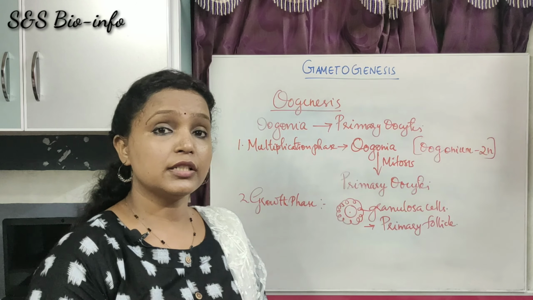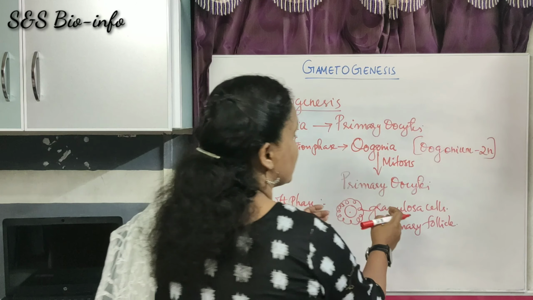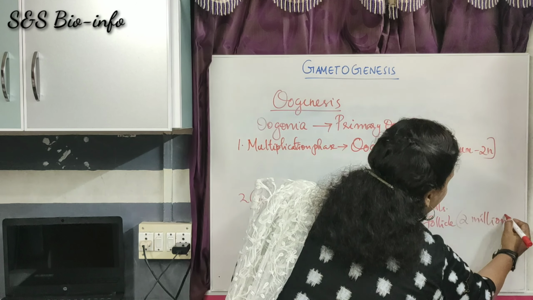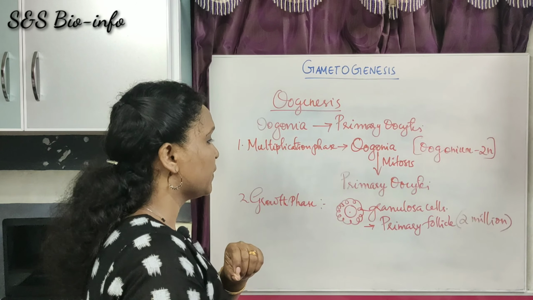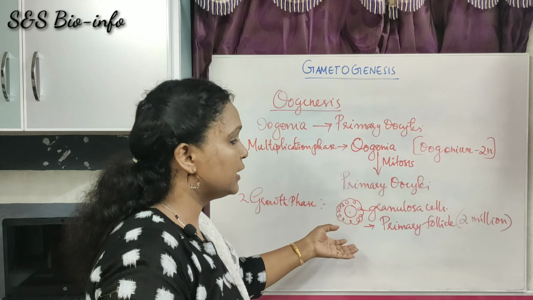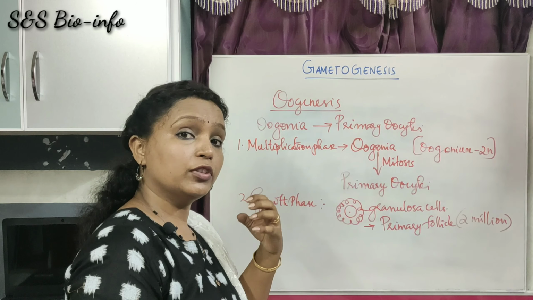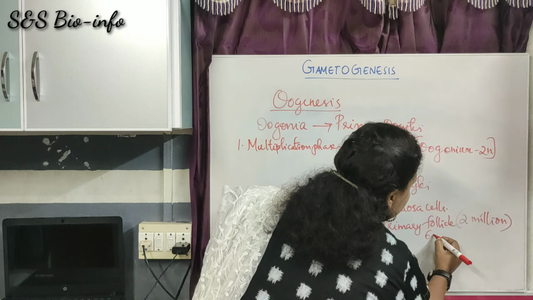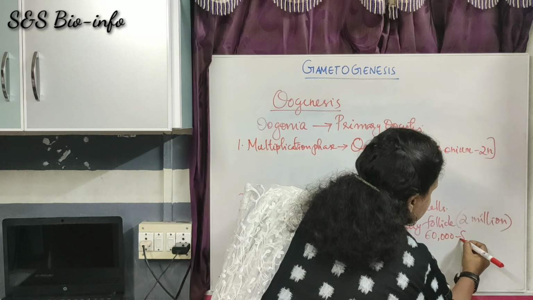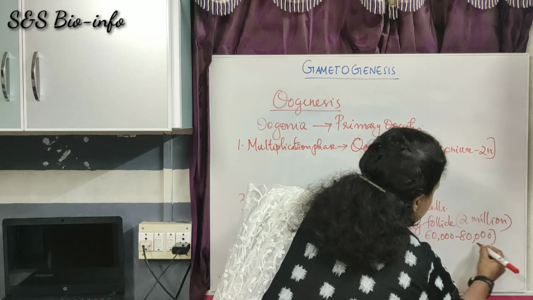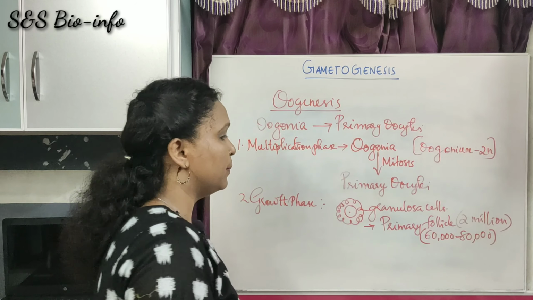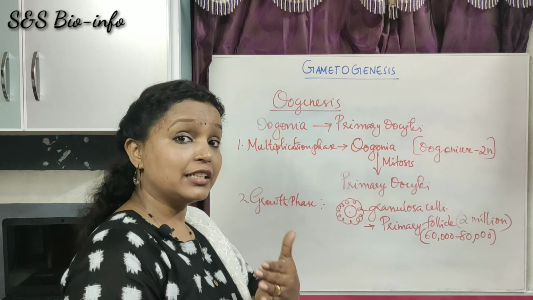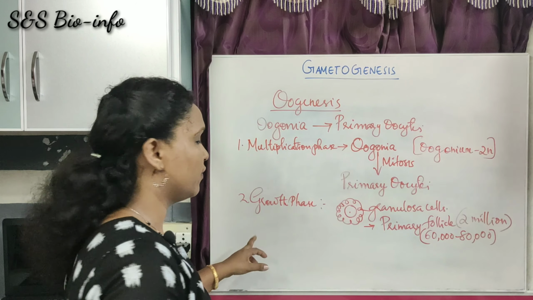During the embryonic stage, about 2 million such primary follicles are developed in each fetal ovary. But after birth, before the girl attains puberty, most of them will degenerate. Only 60,000 to 80,000 such primary follicles will remain in the ovary of the female child. Got it? The next phase is the maturation phase.